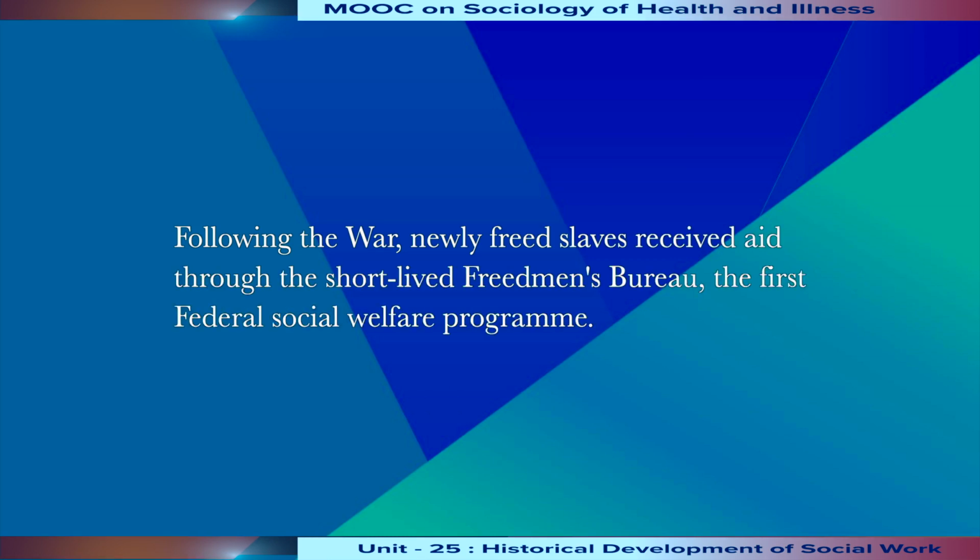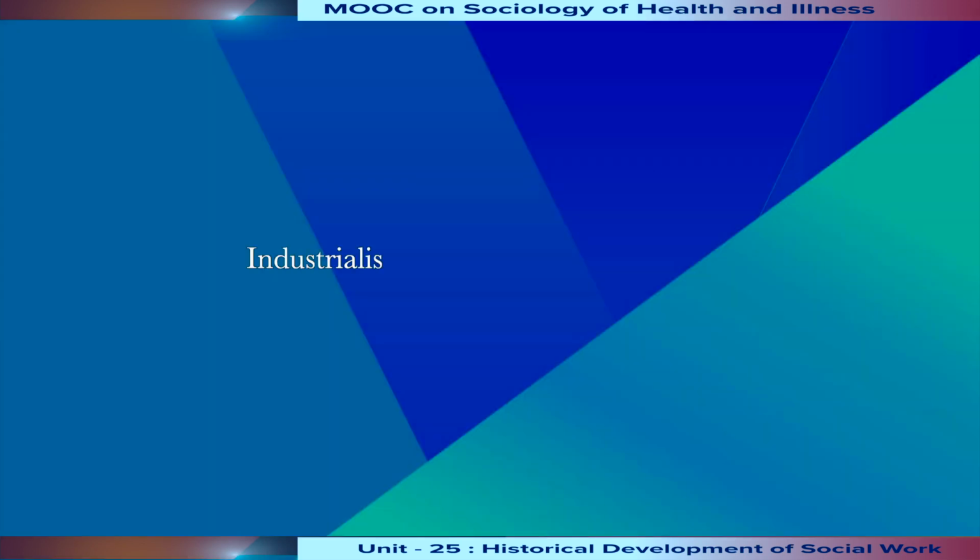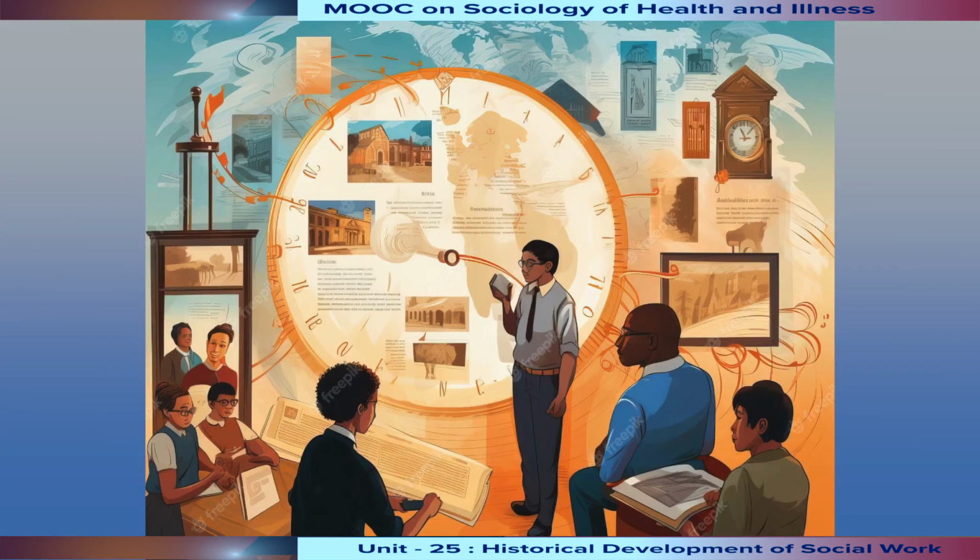Following the war, newly freed slaves received aid through the short-lived Freedmen Bureau, the first federal social welfare program. State charitable boards were established to enhance the administration of organizations built by the preceding generation. Next is industrialism, the human side, 1860 to 1900s. Using concepts derived from business and industry, reformers attempted to respond to some of these developments by regulating public relief distribution through so-called scientific charity.